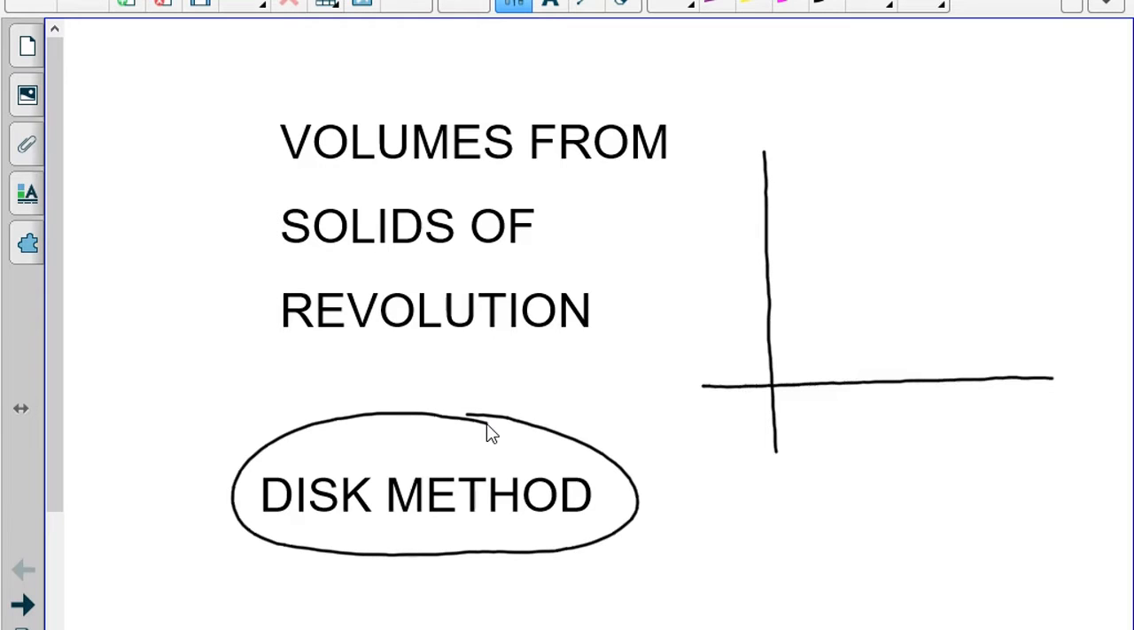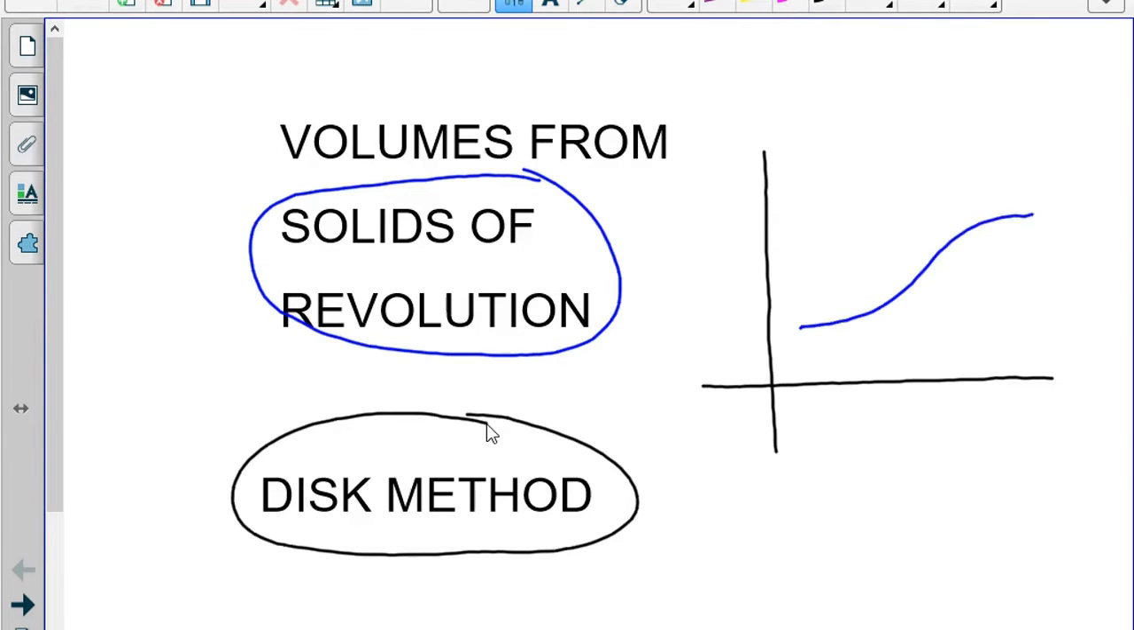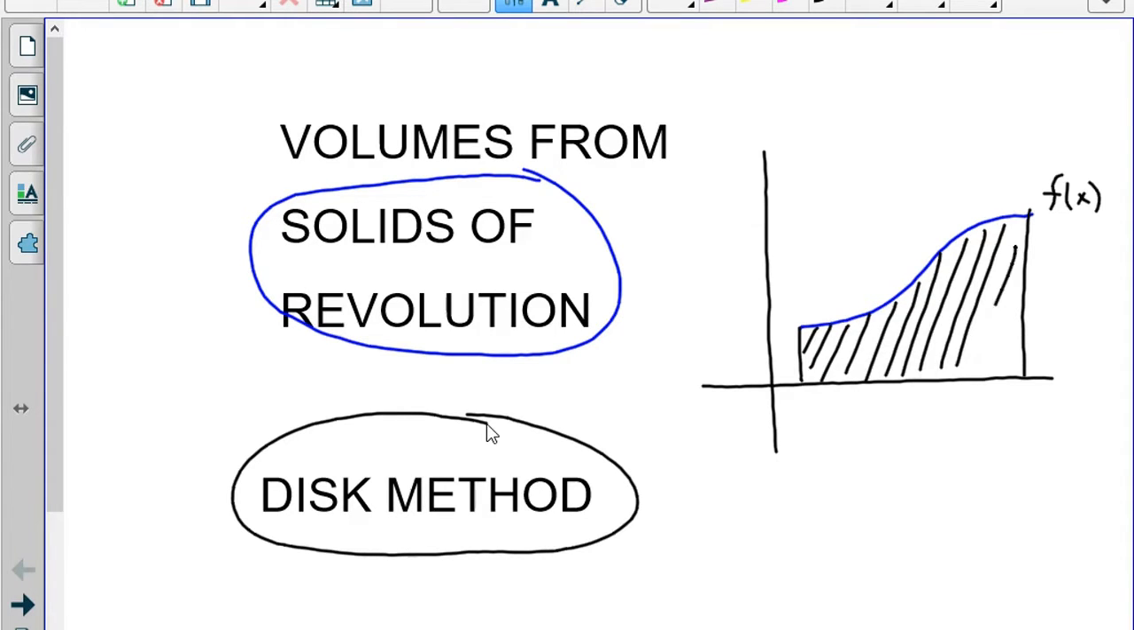The disk method is something that happens when we have a solid of revolution. A solid of revolution is something where we have some sort of curve and we want to rotate it around either an axis or a line. So let's say, for example, I have this curve f of x and I want to rotate or revolve the entire curve around the x-axis. If I revolve the entire curve around the x-axis, there will be a resulting volume that shows up.